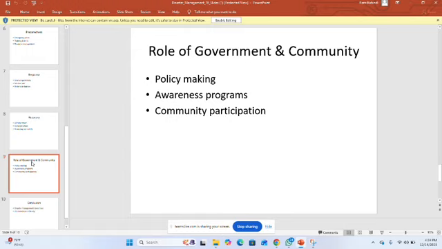Then we have the role of government and the community. What are the roles of government and community when a disaster occurs? Let's say a disaster occurs in our country or in our community. Somebody to read for me these roles on my screen. We have policy making, awareness programs, community participation. That's good. Clap for her. So the government may make policy decisions and create awareness to people about disasters. Community participation includes members of the community in preparing for disasters.